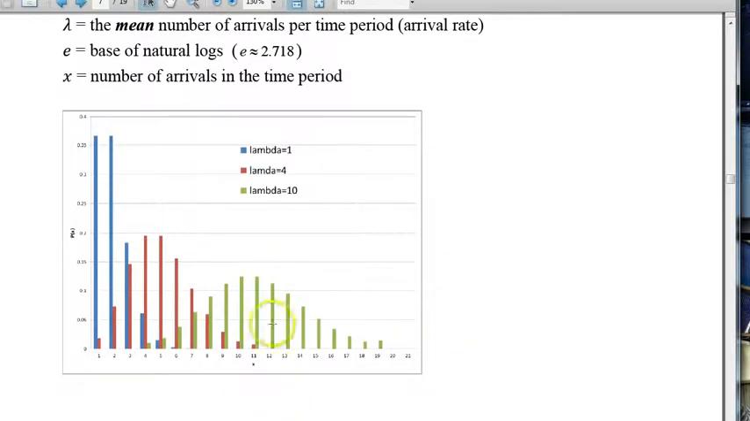So this is an example of Poisson arrivals where if lambda equals 1, we have the blue. These are 3 distributions superimposed on top of each other, and see how larger lambda moves it to the right.